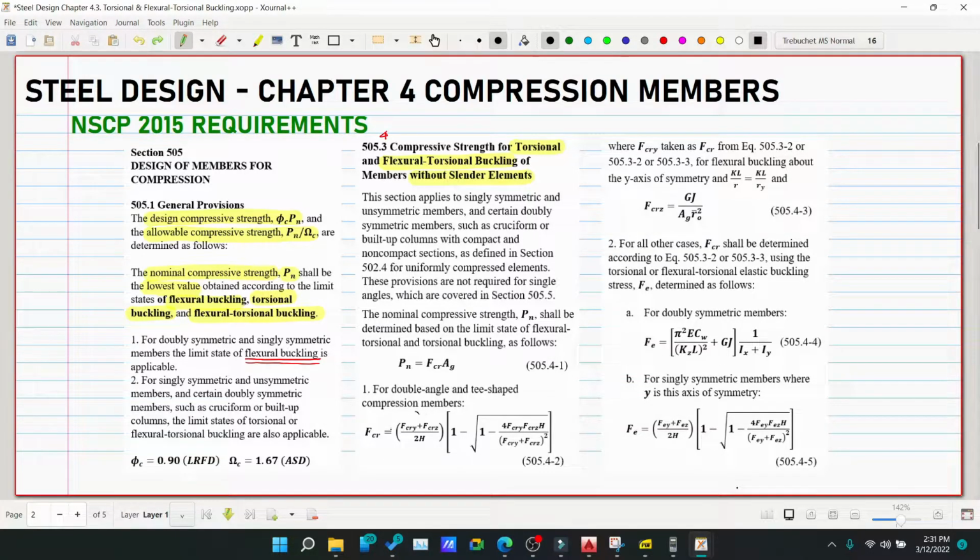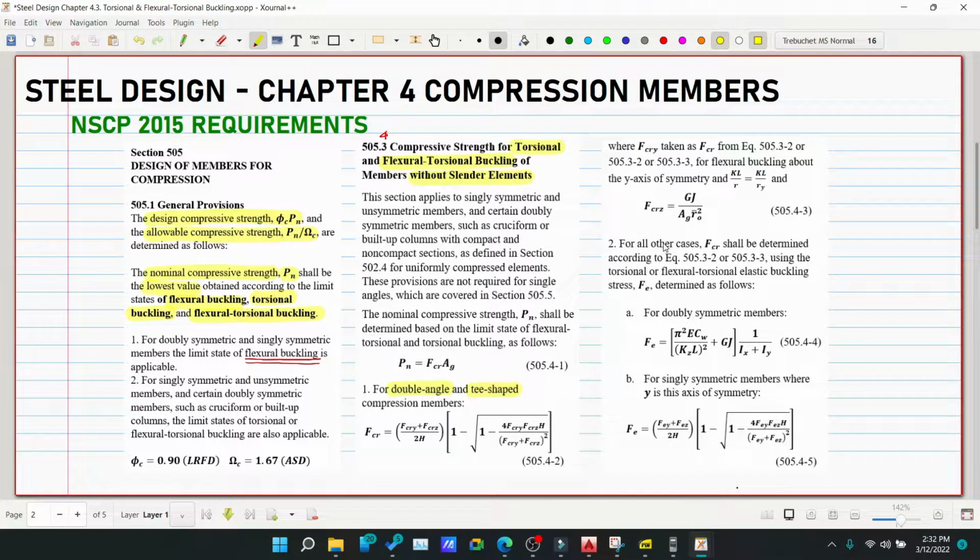Pero ang mangyari dyan, imbis na Fcry, Fey. Then, imbis na Fcrz, Fez. Okay? So, this is only for singly symmetric members. Yan yung ating gagamitin na equation for singly symmetric members. Medyo marami nga lang talaga siyang equation. So, kailangan nyo lang i-identify or i-distinguish kung under saan nga ba talaga yung ating member. Kasi dito, for double angle lang naman to at T-shape.